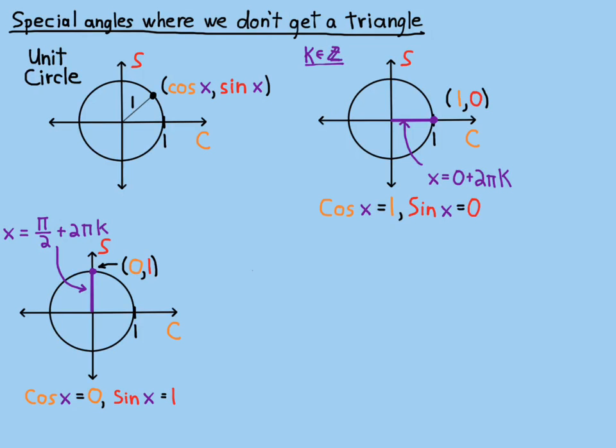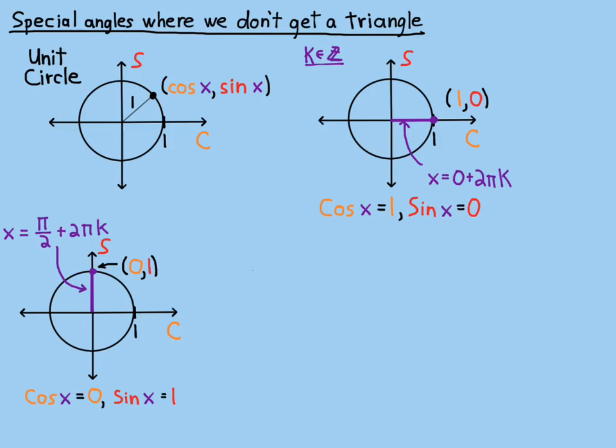The reference angle here is pi over 2. Remember, it has to be positive, between 0 and pi over 2. So it's pi over 2. Sine x is 1. So again, secant x is not defined because that would be 1 over cosine x, 1 over 0, can't do that.